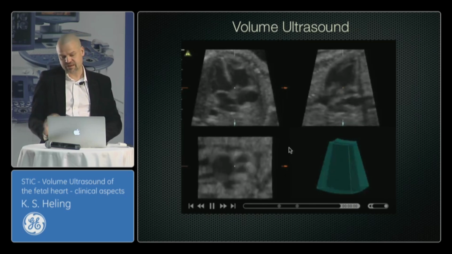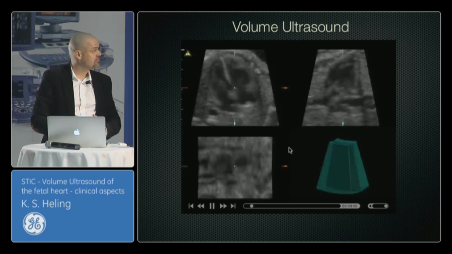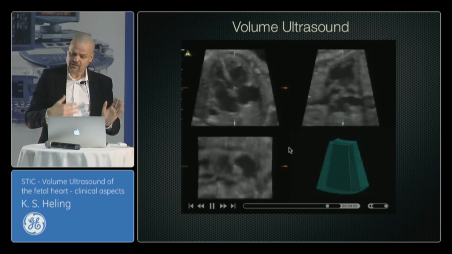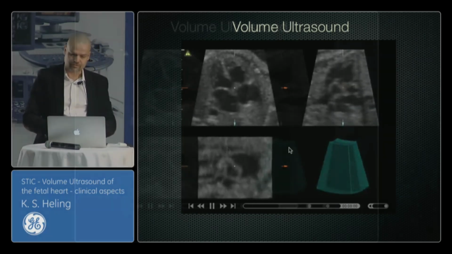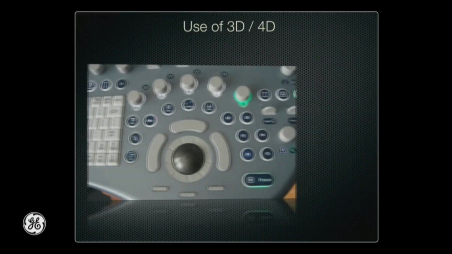But for example, in cases with heart defects, you always have problems with movements, or the baby is in the wrong position. So you are able to work with the volume even if the acquisition quality of the volume is not as good as you thought.